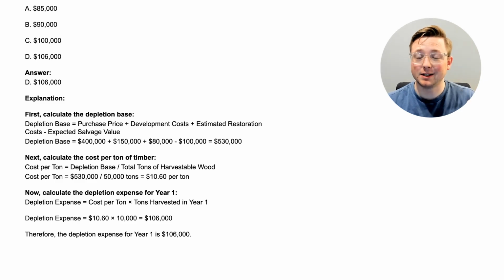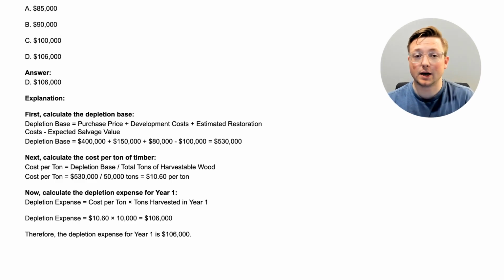First, you have to calculate the depletion base, like how much is the original base that you are depleting each year as you take the material out. The depletion base is the purchase price plus the development cost, so anything that you have to spend to get it ready to be used and to be harvested. Then you add the estimated restoration cost. So again, like I was saying, that's a very common thing. A lot of times you have to spend money to restore it to its original state. So that's going to be a part of the depletion base.